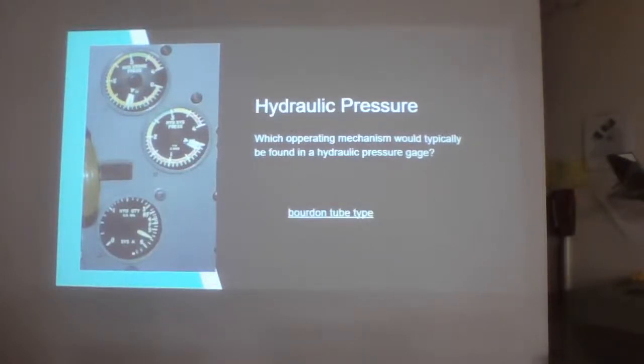That's directly from your ASA. So that is what the FAA wants you to know about hydraulic pressure indication instruments. What mechanism would you typically find in a hydraulic pressure gauge internal to the gauge? The answer is Bourdon tube type.